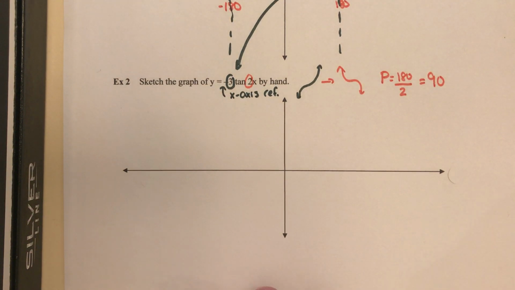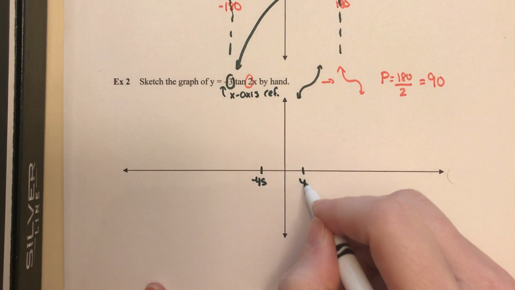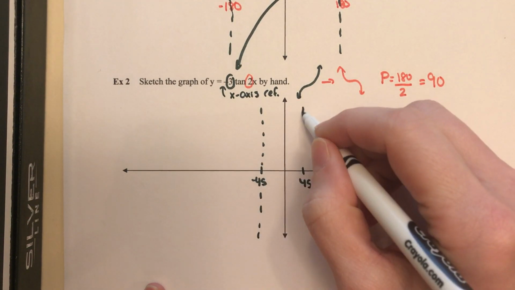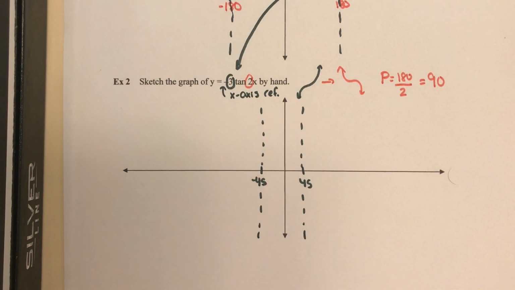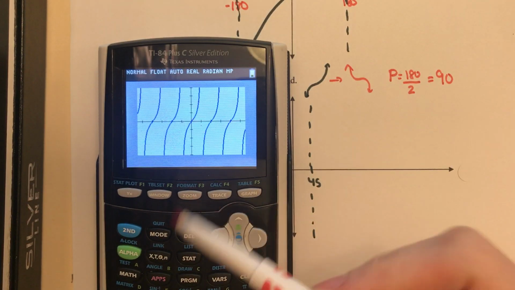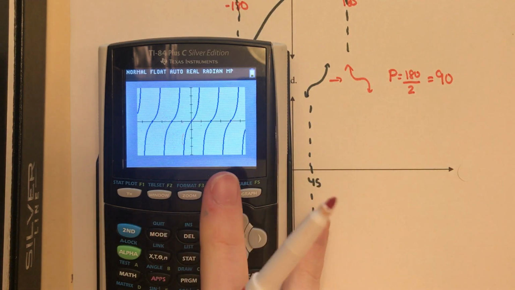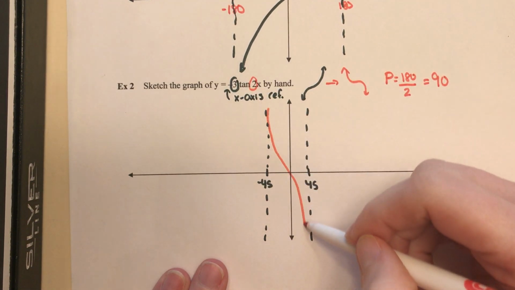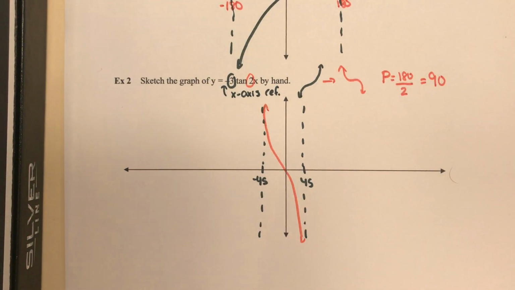So I'm going to draw that in just so I have it. -45 to 45. And draw in my asymptotes. And tangent normally looks like an increasing function from left to right. We want to do an x-axis reflection, so we're going to make it go the other direction. Now, if you want to double check your work, so now I'm technically done. I drew one period. That's all you have to do.